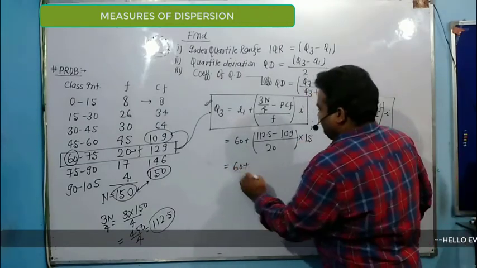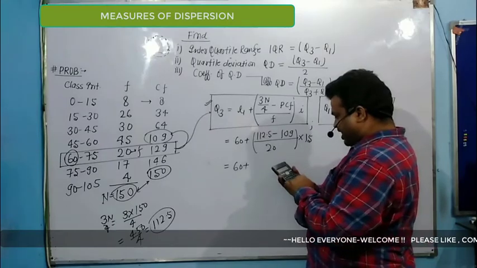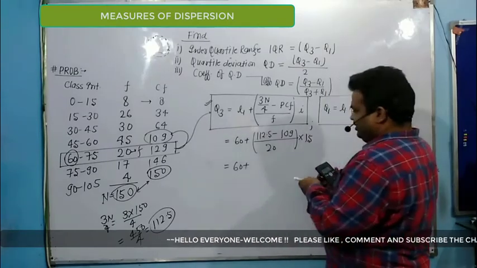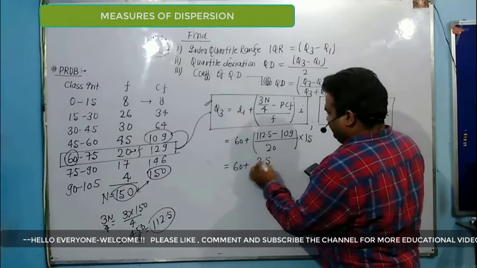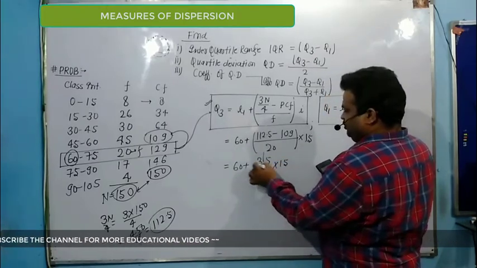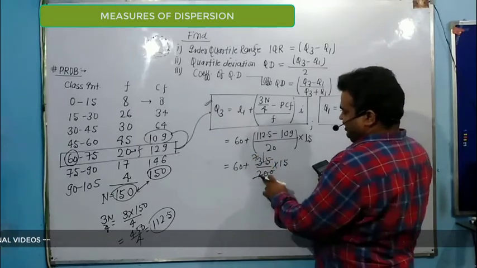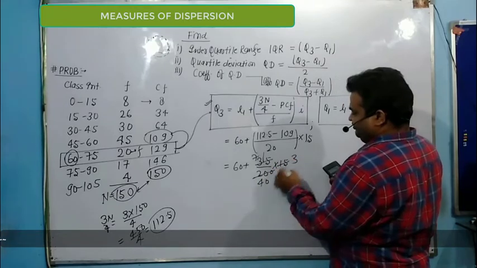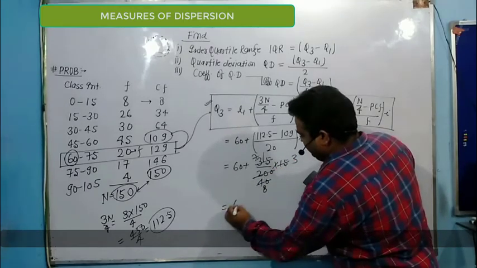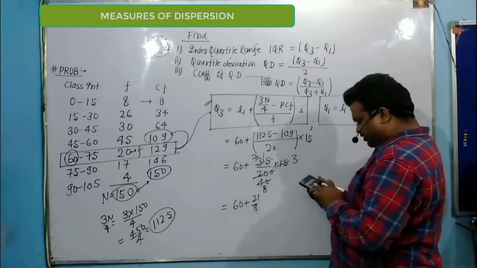Now this is 60 plus 112.5 minus 109. You will get 3.5. 3.5 divided by 20 into 15. Remove the decimal, place 0: 35 into 15 divided by 200. So this value comes to 60 plus 21 by 8. So what is 21 by 8?